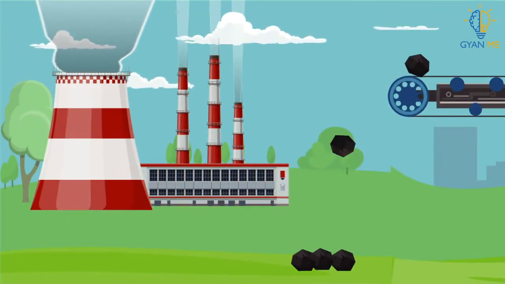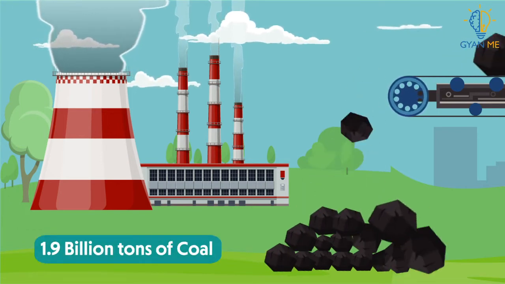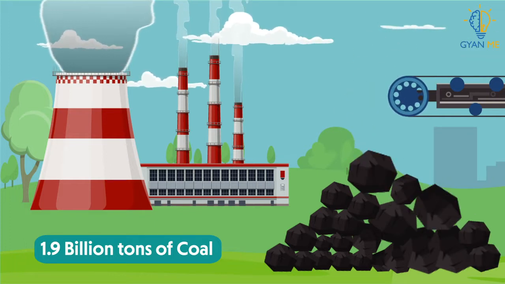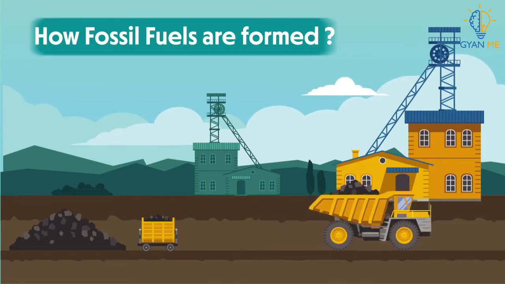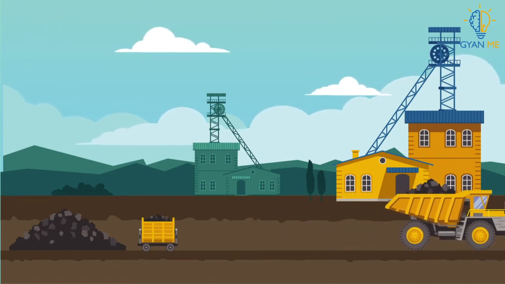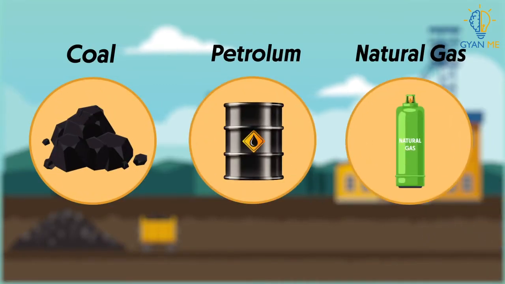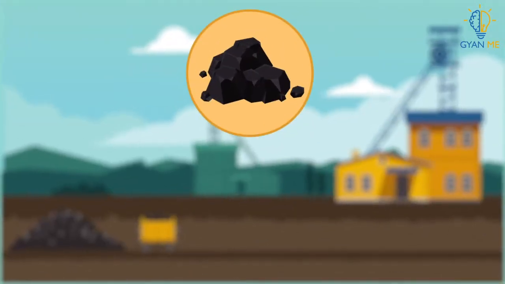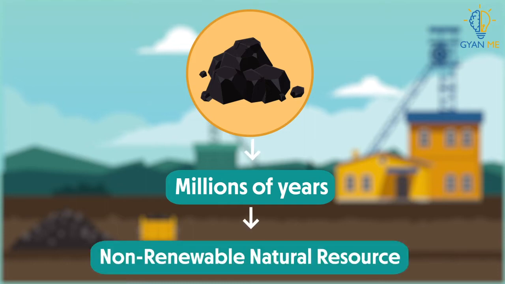You may be surprised to know that approximately 1.9 billion tons of coal are burnt in a year to generate electricity in the world. You may be interested in knowing how fossil fuels are formed. Students, as you know, fossil fuels include coal, crude oil, and natural gas. So let's first see the formation of coal. The formation of coal takes millions of years, which is why it is a non-renewable natural resource.